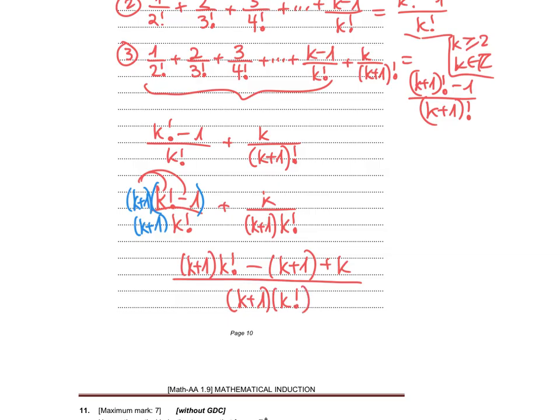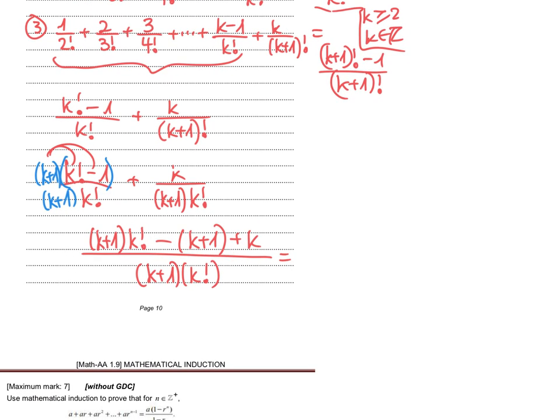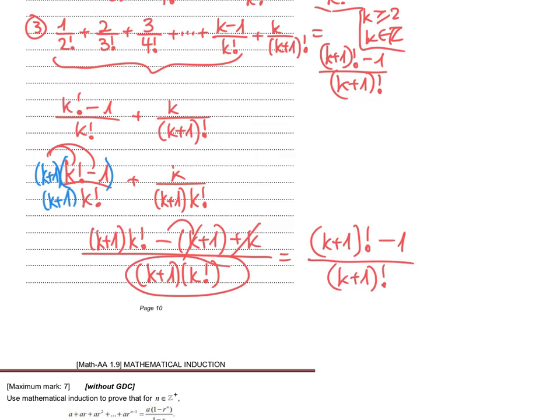We have that this actually is k plus 1 factorial. We have minus k plus k, and we have minus 1 on top. And then again, this is k plus 1 factorial. So we've shown that it's true for n equals k plus 1. And don't forget step 4.